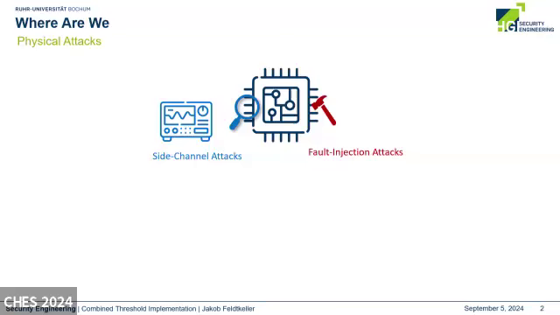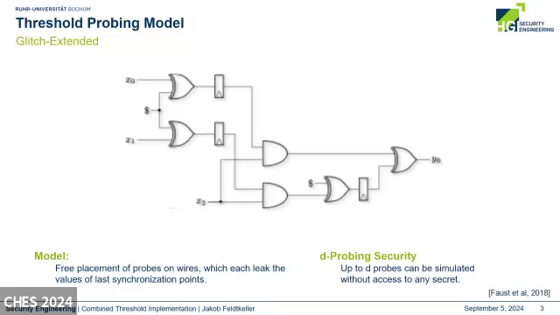However, I don't care whether we need expensive equipment or not, because for this work we work in a formal model, where we can argue about properties, make formal statements and prove security. So how does such a model look like? One famous example is the probing model, and we take a glitch-extended version of this.